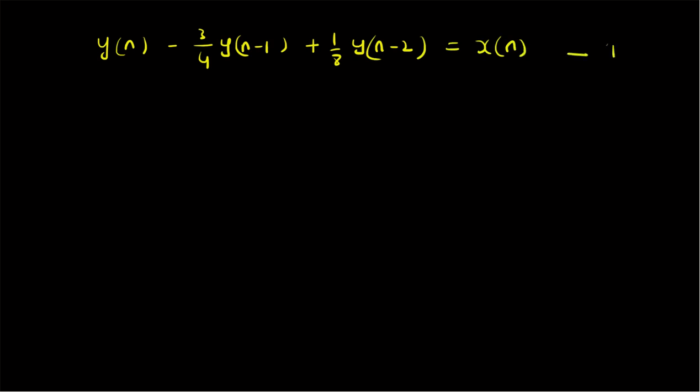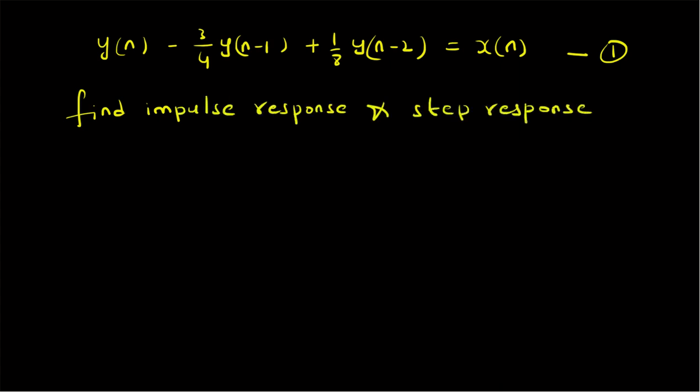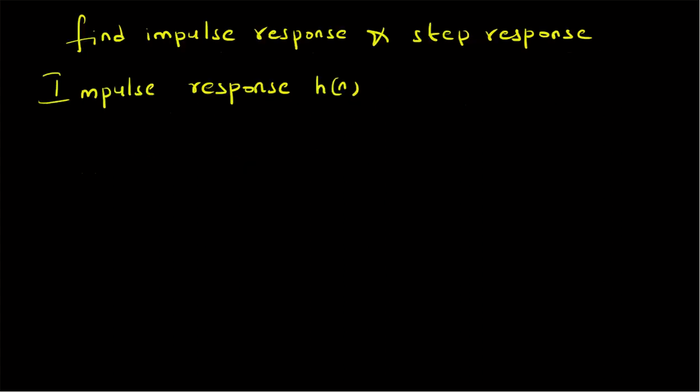So given this system function or system equation, we want to find its impulse response and the step response. So the goal is to find impulse response and step response. First, let us deal with impulse response. That is, we have to find h of n. The first step for finding the impulse response is to find h of z.